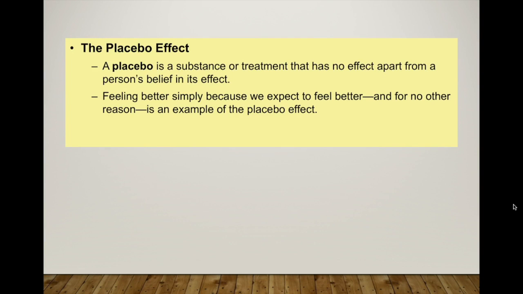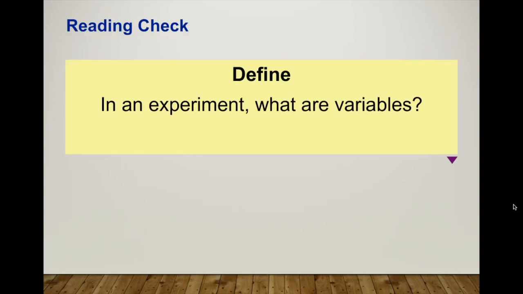A placebo is a substance or treatment that has no effect apart from a person's belief in its effect. Feeling better simply because we expect to feel better and for no other reason is an example of the placebo effect. In an experiment, what are variables?